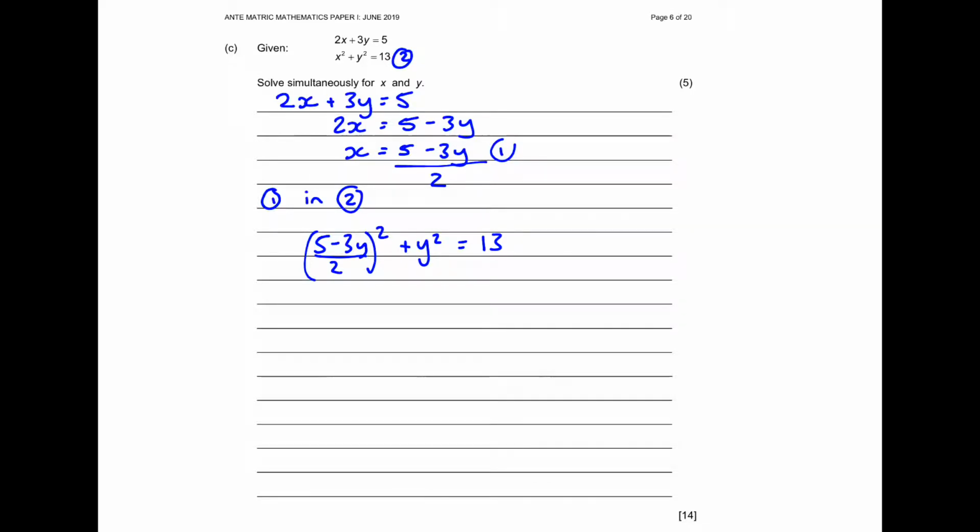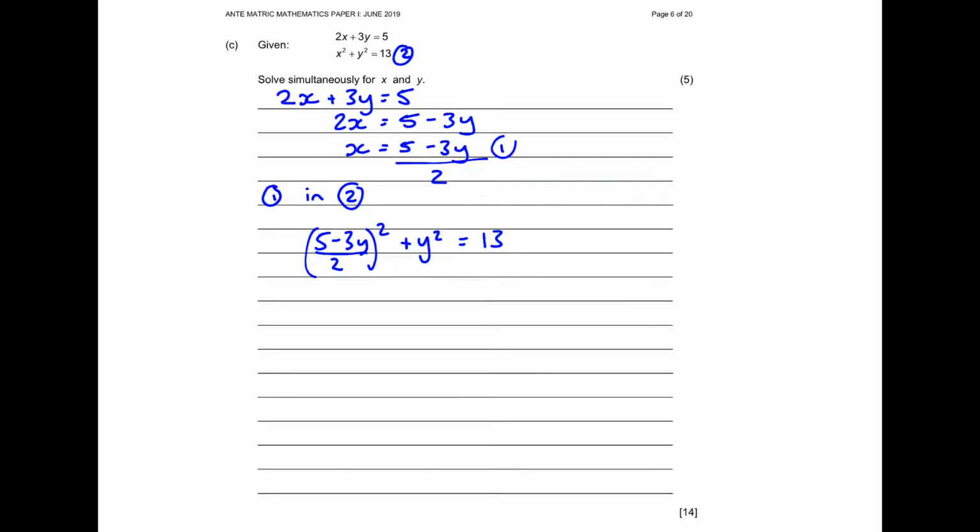So first, let's deal with that fraction in the bracket. There's nothing we can simplify in the bracket according to BODMAS, so we're going to have to FOIL the top. So 5 times 5 is 25. Minus 3 times 5y is minus 15y. Minus another 15y plus 9y squared. And that'll all be over 4 because we have to square the bottom as well. All right, plus y squared equals 13.